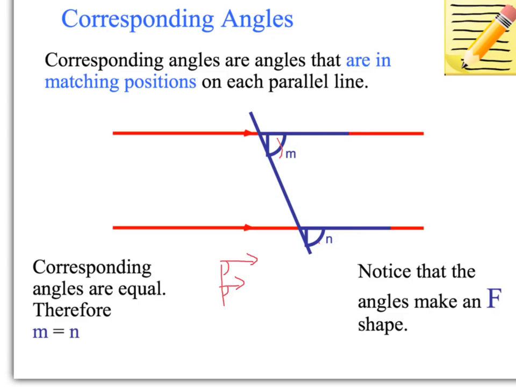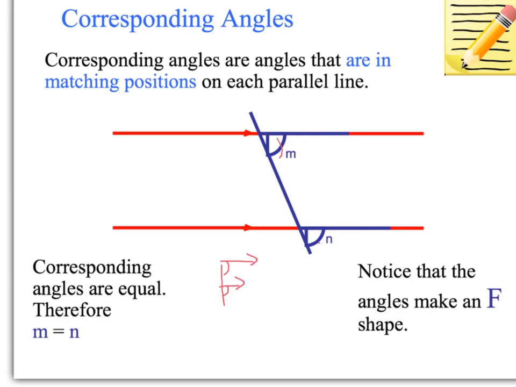So these are on matching positions, which means this angle is inside, or on the bottom side of the parallel line and to the right of the transversal here. And this one is also on the bottom side of the parallel line and to the right of the transversal. So they are basically on the same position on each parallel line, but to the same side of the transversal. Okay, so there are other places here that would be corresponding.